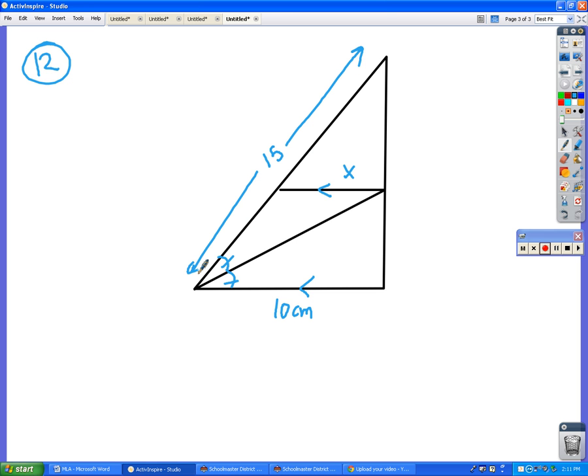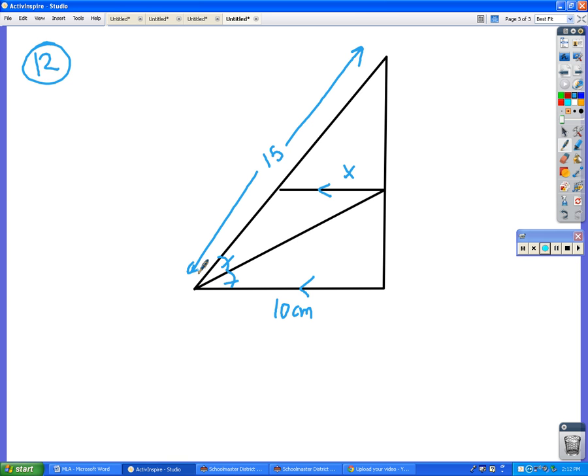6 root 3. All right, let's take a look at number 12. Okay, kind of the same game as the last 2 problems that we did combined.